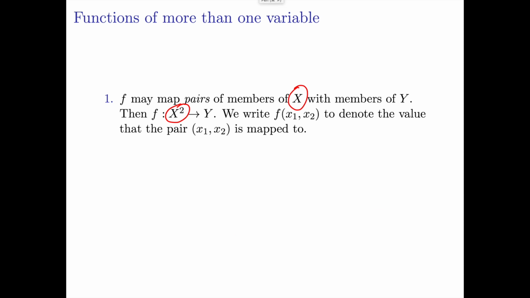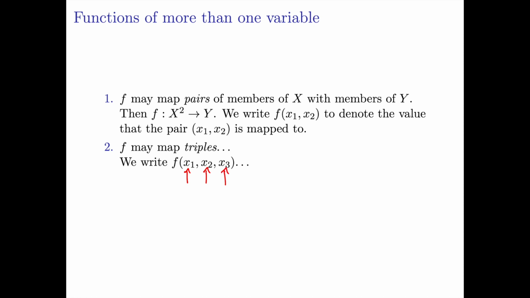Now, if we have a function that takes ordered pairs from X and maps it to elements of Y, so you can think of this as pairs of numbers mapped to a number, if X and Y are both the real numbers, then we would write f of x1, x2 to denote the value that the pair x1, x2 is mapped to. Well, you could do the same thing for three arguments. You could take f of x1, x2, x3. For instance, f might be your utility function that tells you how happy you are when you consume x1 apples, x2 bananas, and x3 oranges. And you can keep going. You can have as many arguments to a function as you want.